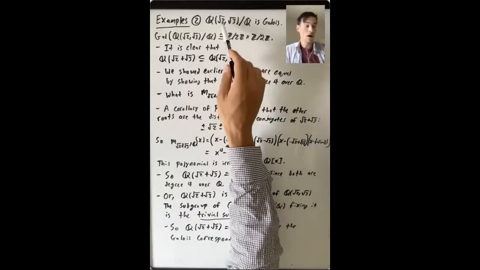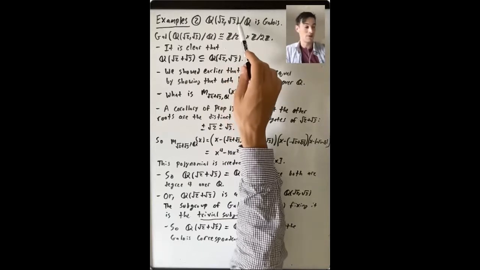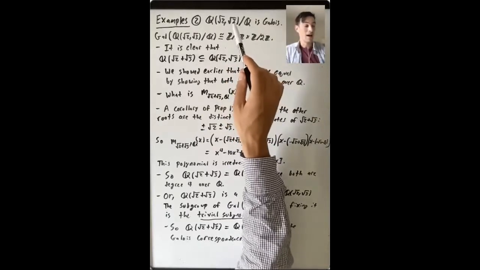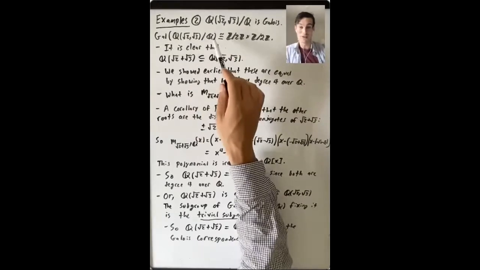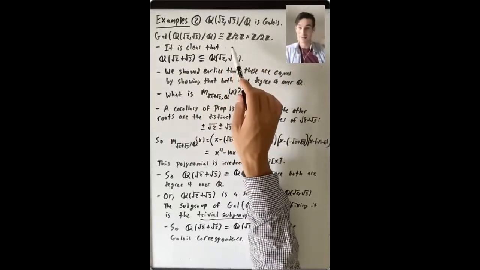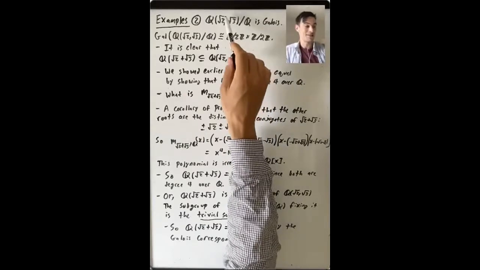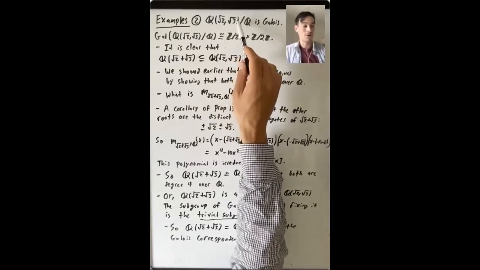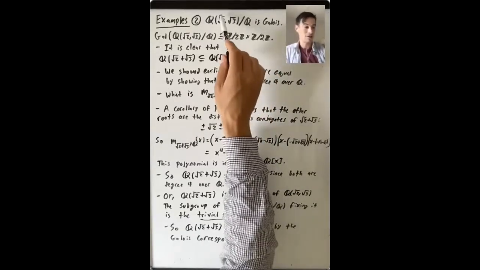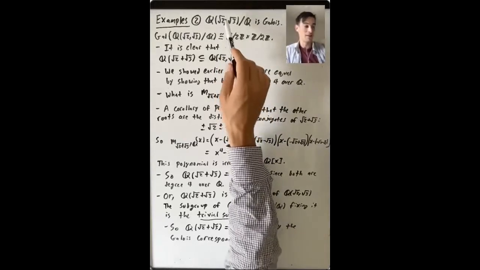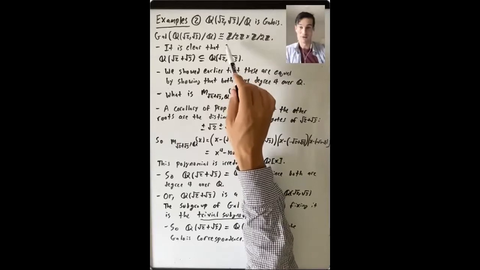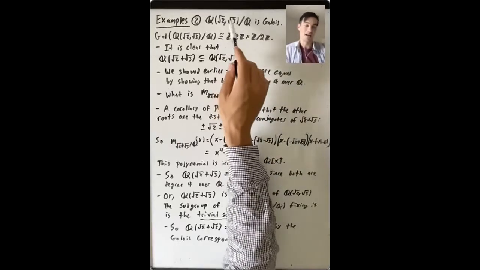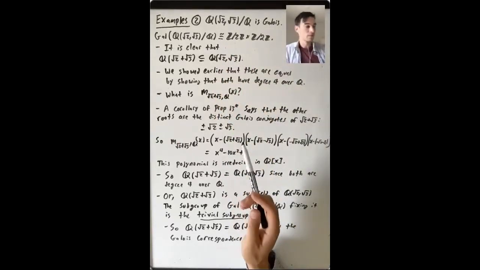We have one automorphism of Q adjoin square root of 2, square root of 3 that sends square root of 2 to negative square root of 2 and square root of 3 to itself. We have another one that sends square root of 3 to negative square root of 3, square root of 2 to itself. And then we have one that sends square root of 2 to negative square root of 2, square root of 3 to negative square root of 3. And then we have the identity one, and that's all of them.